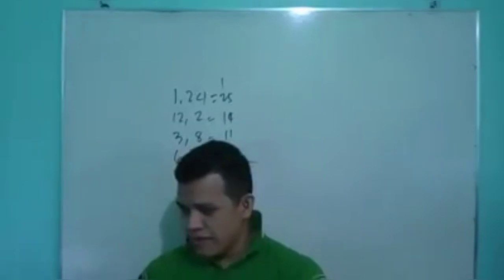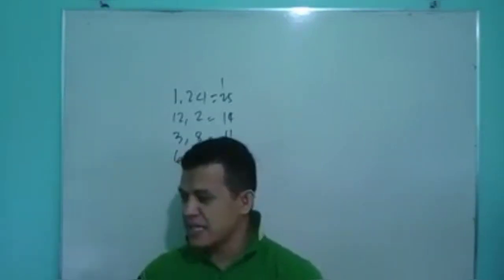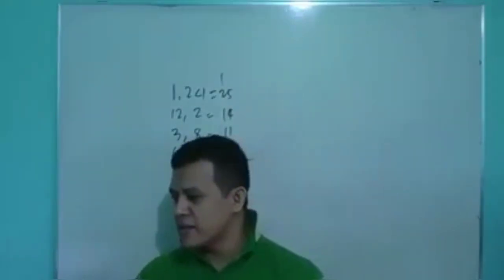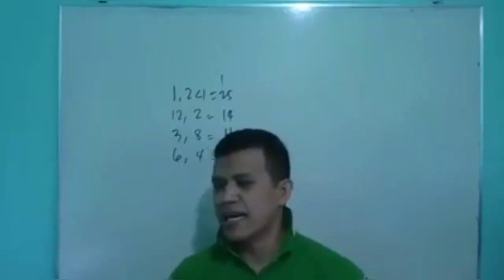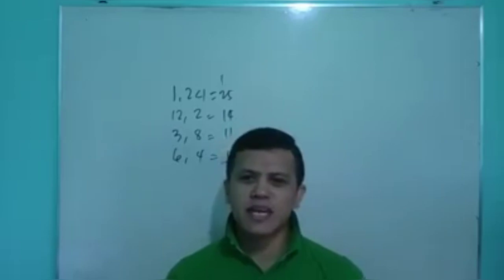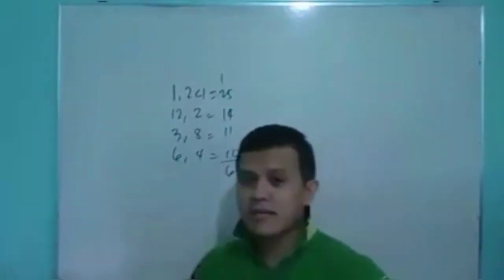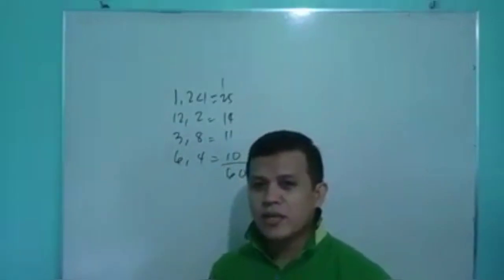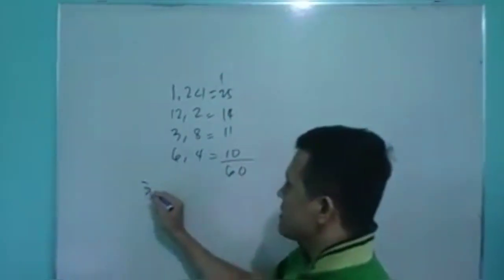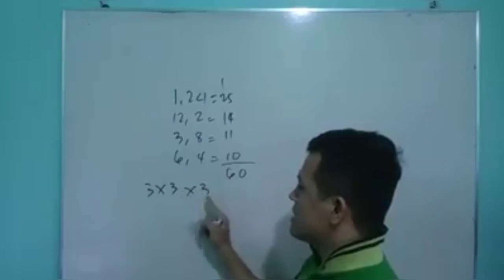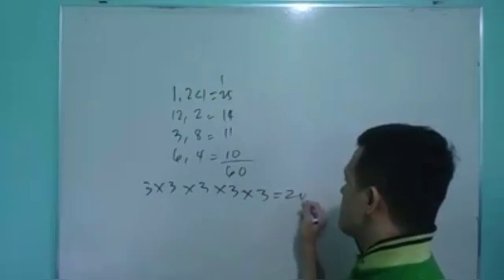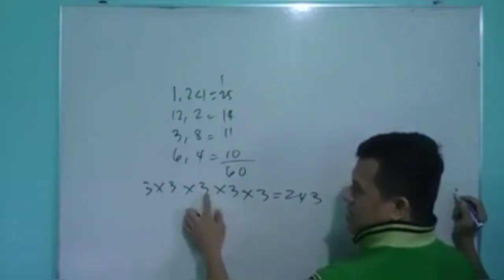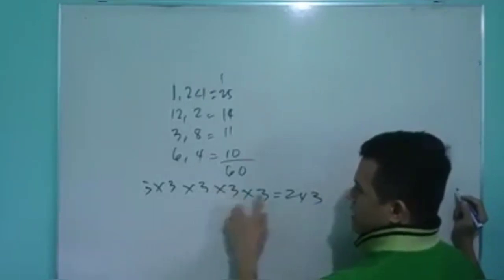Next number. What is the greatest number of 3's that can be multiplied together and still have the result less than 250? Okay, usually you can make this into exponential form. So how many 3's are you going to multiply so that the product is still below 250? We have 3 times 3, that is 9. Times 3, that is 27, times 3, that is 81, times 3, that is 243.